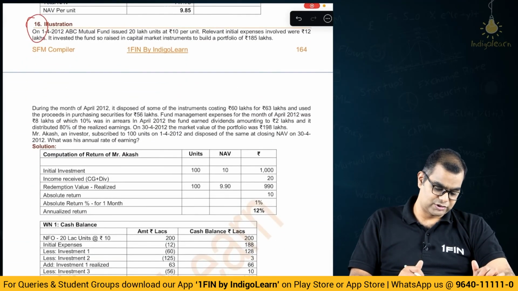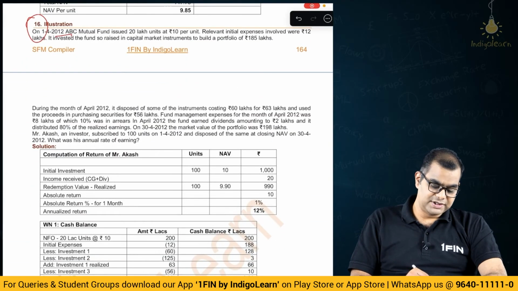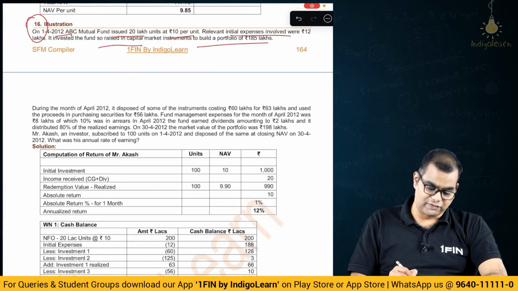Now, let us move to the next question. On 1/4/12, ABC Mutual Fund issued 20 lakh units at rupees 10 each. Relevant initial expenses were rupees 12 lakhs. It invested funds so raised in capital market instruments to build a portfolio of 185 lakhs. During the month of April, it disposed of some of the instruments costing 60 lakhs for 63 and used the proceeds in purchasing securities of 56 lakhs.